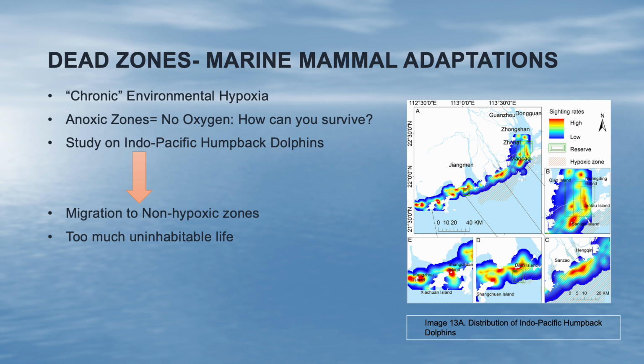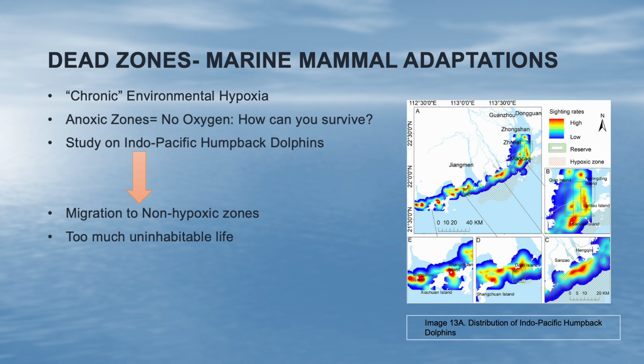Now, the image on the right, image 13A, shows the distribution of Indo-Pacific humpback dolphins, and I really love this because it shows how close they are on the coast. It shows the sighting rates with its high, low, reserve, and hypoxic zones. Hypoxic zones are deeper. They're not on the coast, but deeper into the waters. And it shows how there are literally zero sightings of these dolphins there. They are all closer to shore where there are very high sightings, and low, but they're not in the hypoxic zone, showing how they would rather be closer to the coastal waters than in those zones because of how toxic and chronic they are. So that explains dead zones and the real effect they have on these marine mammal populations.